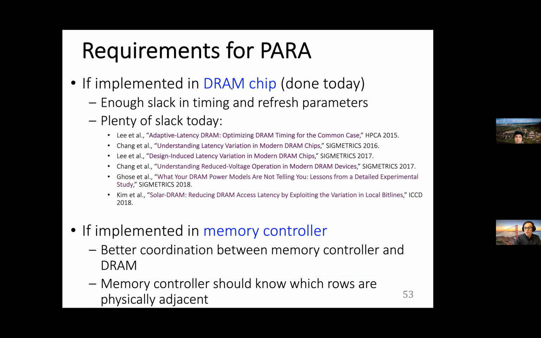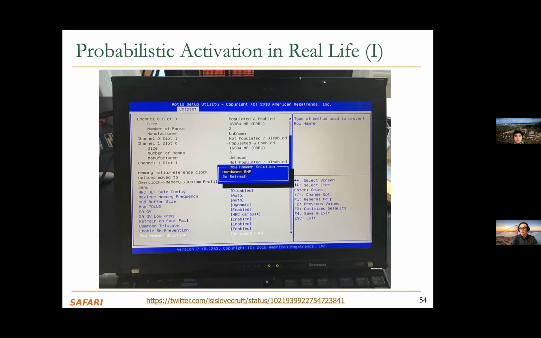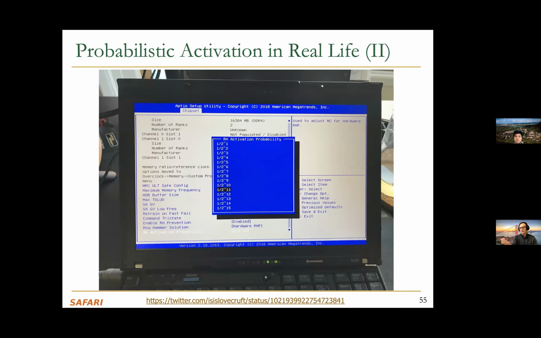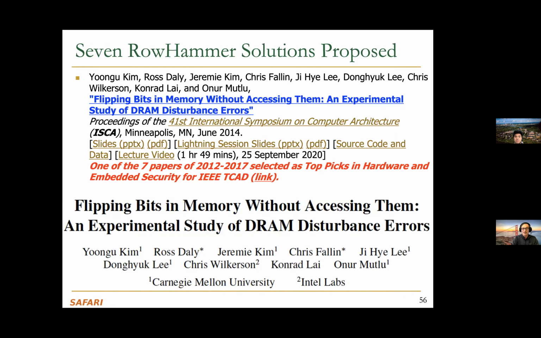But you can implement solutions in the DRAM chip or in the memory controller. This kind of solution can be implemented in both places. It was actually done by Intel in the memory controller with some caveats. Today, versions of it are implemented in the DRAM chip, but we will talk about the caveats of that also because they're not necessarily implemented in a secure manner. And this is an example of the solution that was done by Intel at the BIOS level. And again, for details, you can read the papers that I mentioned, including this one.